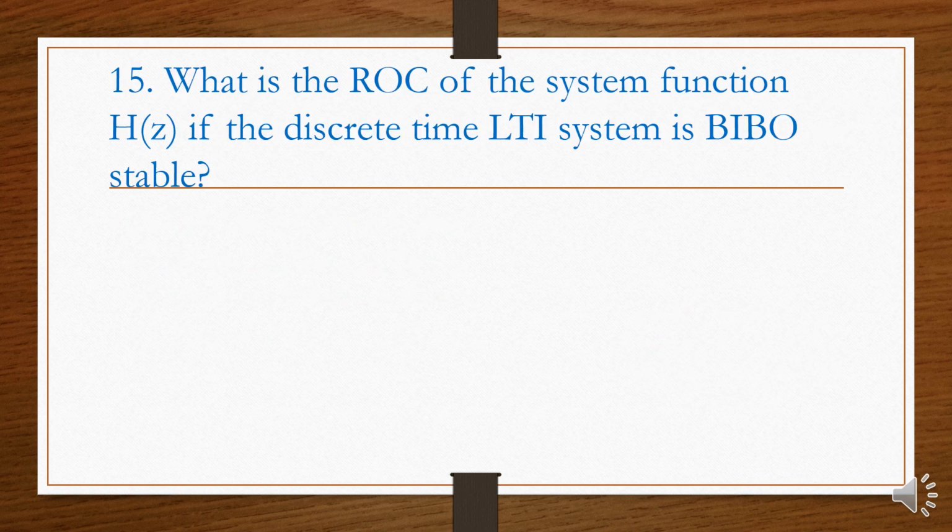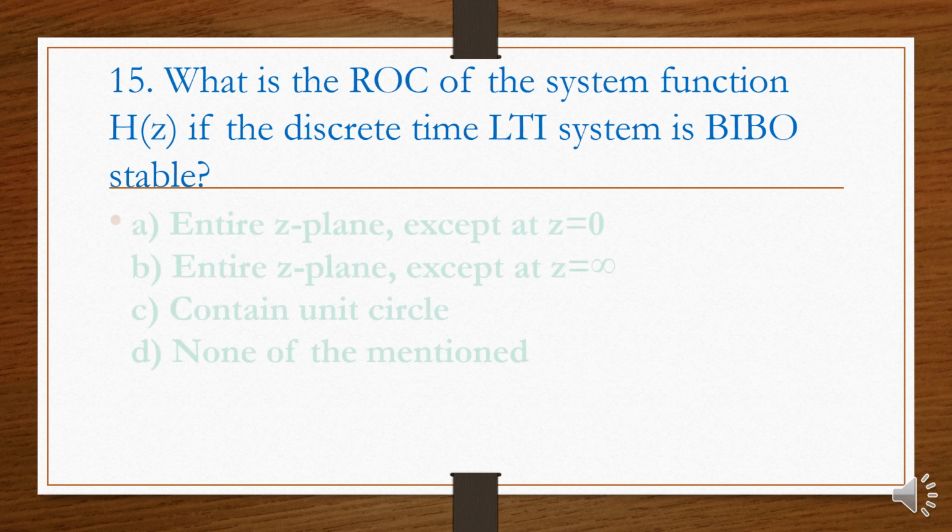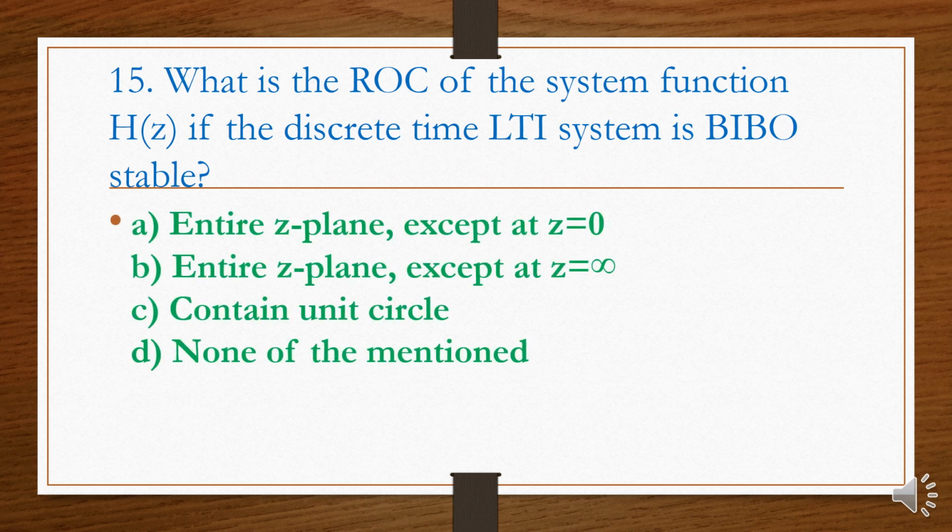Next question. What is the ROC of the system function H of z if the discrete time LTI system is BIBO stable? BIBO stable means bounded input, bounded output. So option A, entire Z plane except at z equal to 0. Option B, entire Z plane except at z equal to infinity. Option C, contain unit circle. Option D, none of the above mentioned. The answer is option C, contain unit circle.